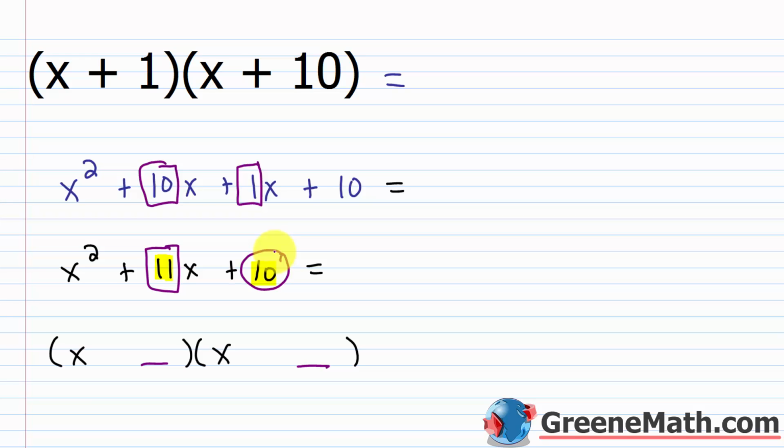2 times 5 won't work because 2 plus 5 is 7. 7 does not equal 11, right? We need something that sums to 11. But 1 and 10 does. 1 plus 10 gives me 11. 1 times 10 gives me 10. So I know I would need plus 1 here and plus 10 here, okay?